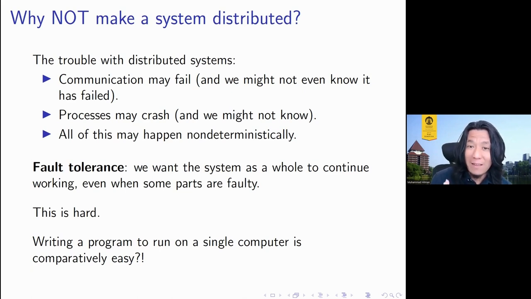Okay, so this is hard and non-trivial. Compared to what you have done in your first year, probably writing a single program on your own computer, this kind of design is much, much harder because you have to ensure that all the programs can run nicely and correctly in all of the nodes throughout the system.